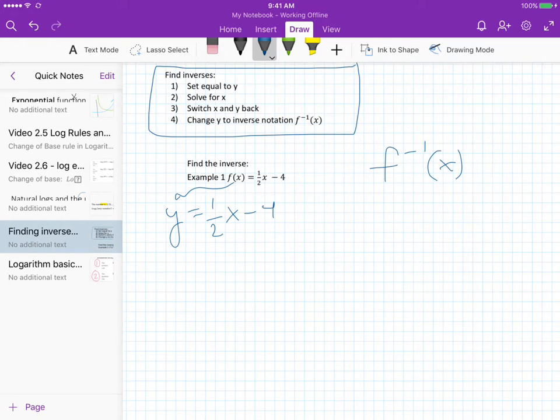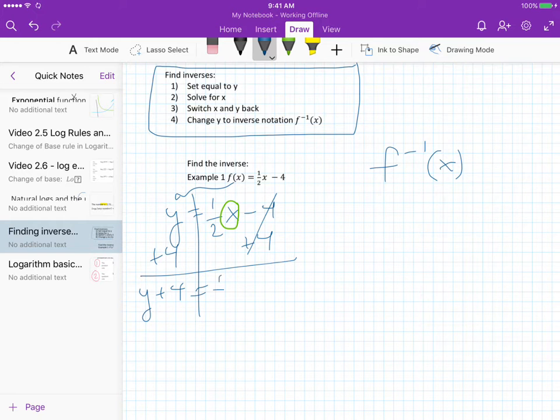And then step 2, solve for x. So all I'm going to do is try to isolate or solve for x here. This x needs to be the thing that is alone. So I'm going to do my steps to get there. First thing I'm going to do is add 4 to both sides, just like if I was solving anything else. So now I have y plus 4. I cannot make that 4y because those are not like terms.